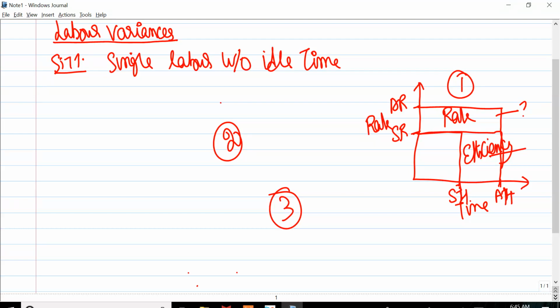Efficiency is the difference between standard hours and actual hours. If you remember, in labor we used to calculate efficiency with the help of SH and AH. The same logic continues here. Rate variance is the difference between SR and AR. Any doubts on this? So start with this: single labor without idle time.